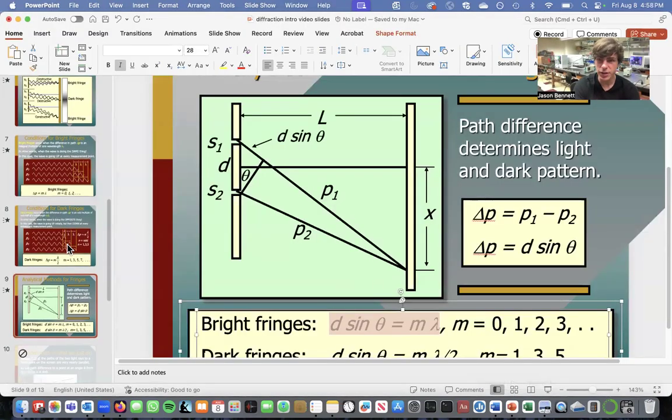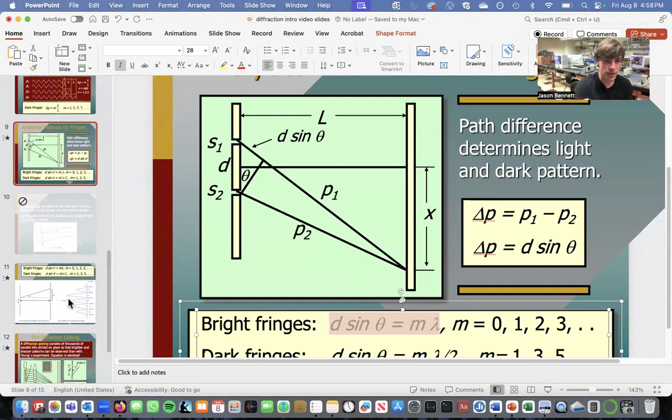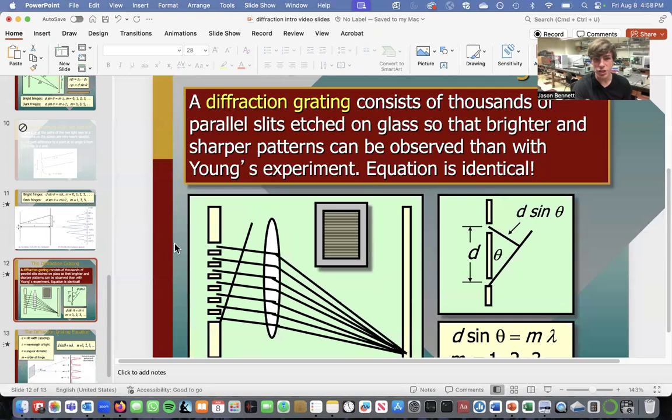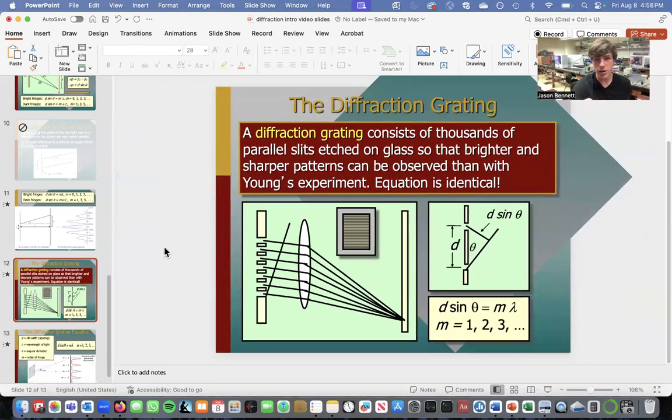Okay, so here's the thing. How are we going to use this with our actual system? We don't have a piece of cardboard with two very, very closely placed slits in it. We have a diffraction grating. So what is a diffraction grating? It is effectively the exact same thing, just with a bunch of slits. It is thousands and thousands of parallel slits, and they are doing exactly the same thing. There is nothing different from the double slit experiment.